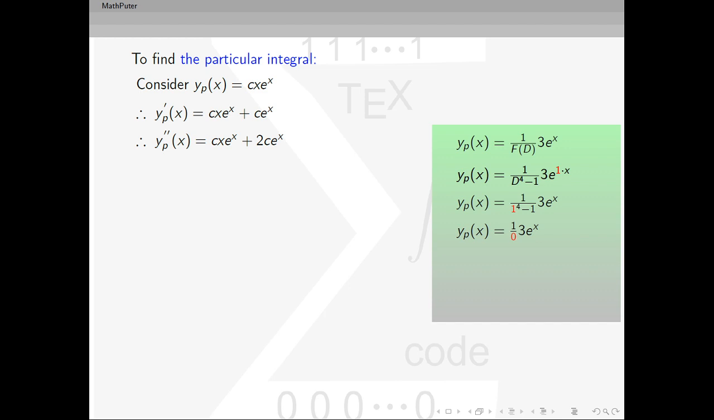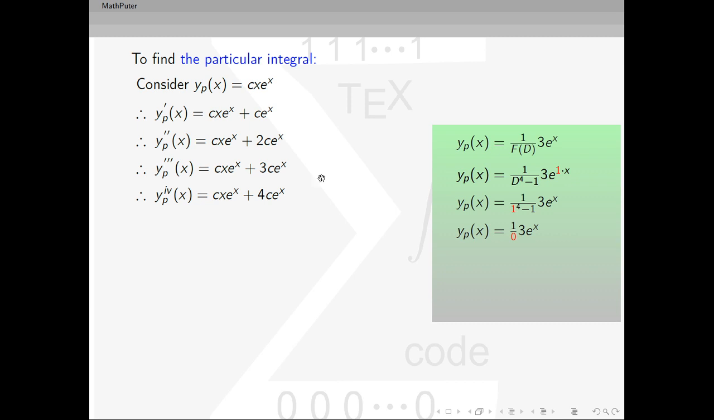So the second derivative is not difficult. This is a very simple derivative concept. For the third derivative and fourth derivative, please verify that the fourth derivative is cx e raised to x plus 4 times c e raised to x.